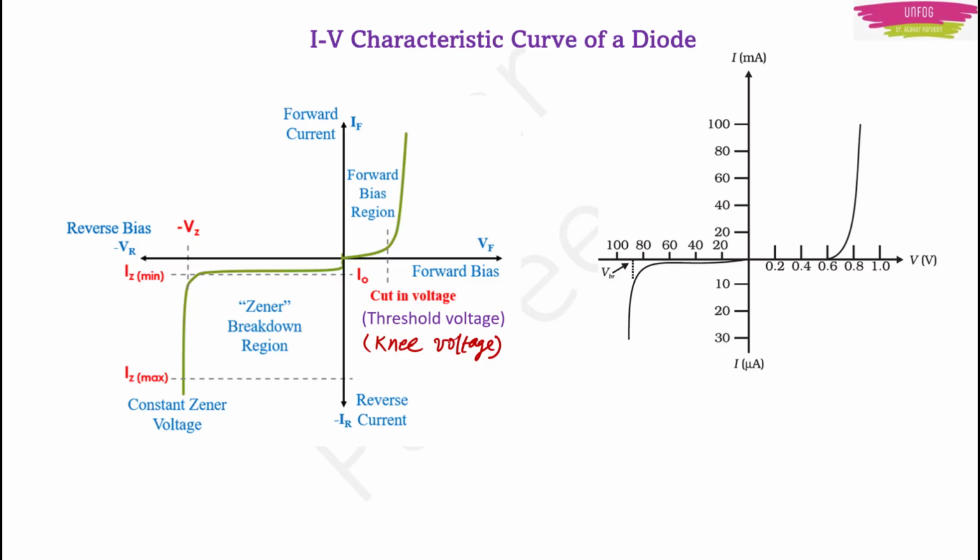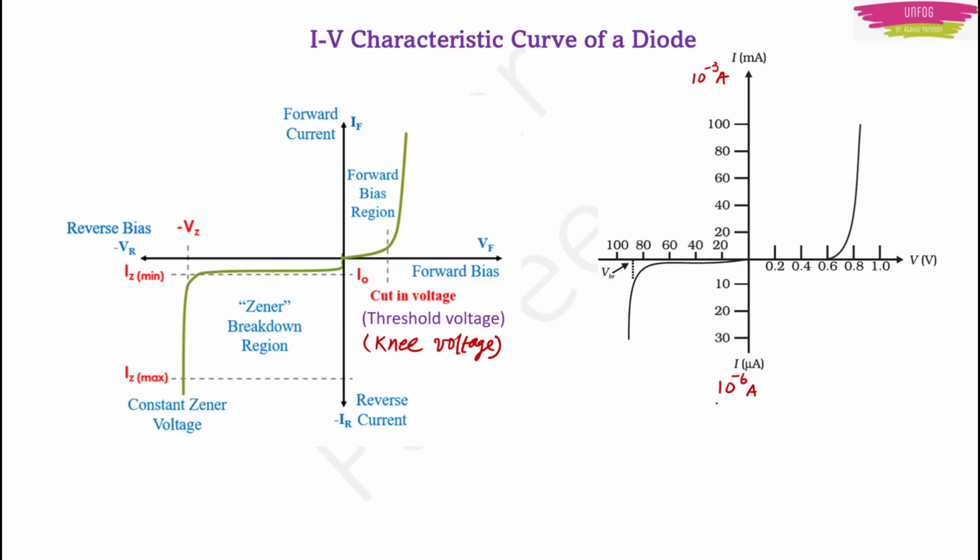See here in reverse bias condition, the current is in microamperes. See here in forward bias, current is in milliamperes, that means 10 raised to minus 3 amperes. But in reverse bias, it is in microamperes, that is 10 raised to minus 6 amperes. It is very much less, right? That's why the current is very less. So you call it saturation current because it will not change.